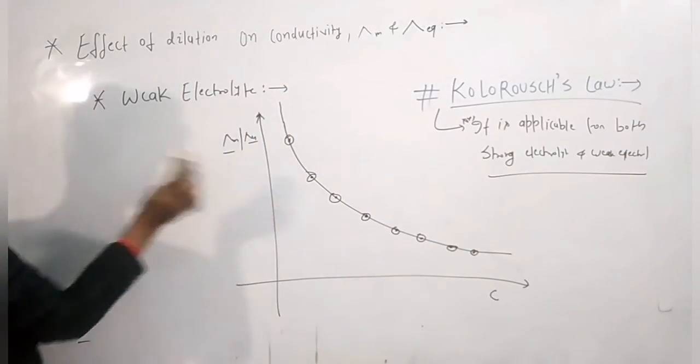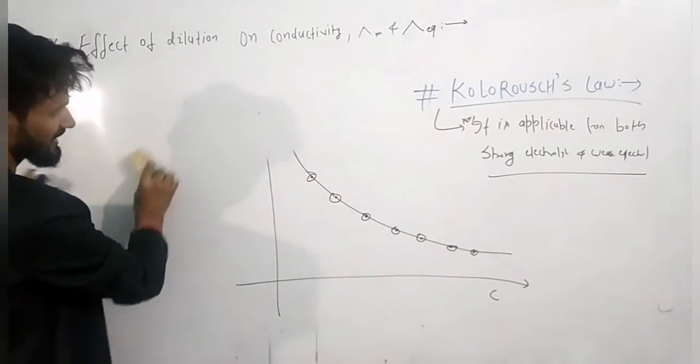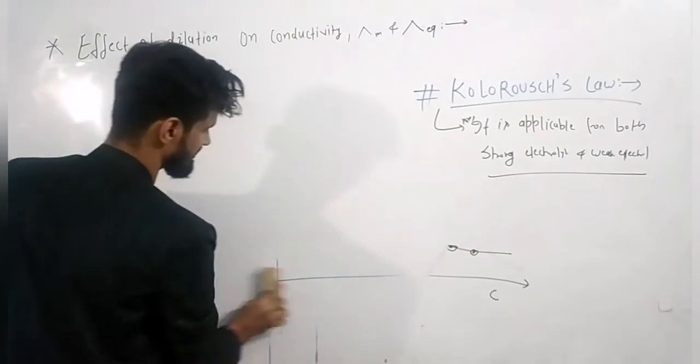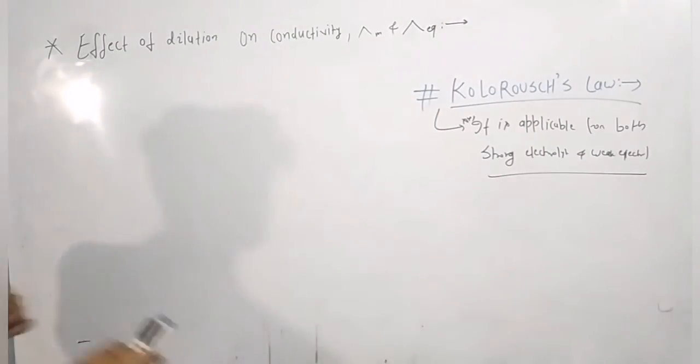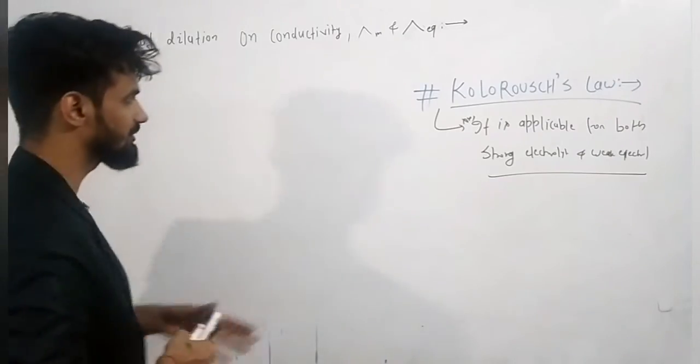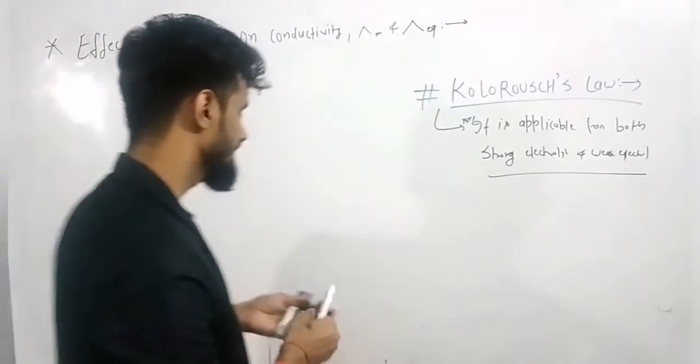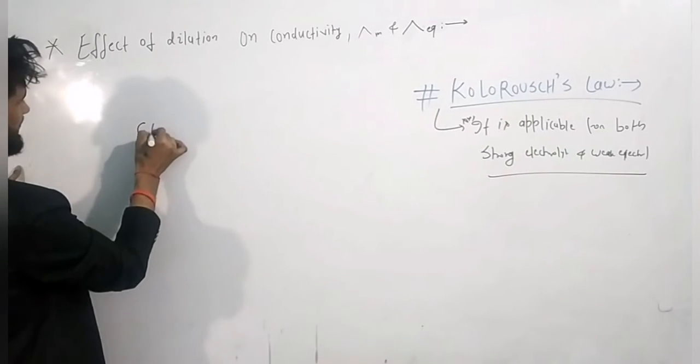So I think this graph is very clear to all of you. This was the problem for the calculation of equivalent conductance and molar conductance at infinite dilution for weak electrolyte. So understand one thing, what Kohlrausch said. So if you understand, there is a CH3OH.